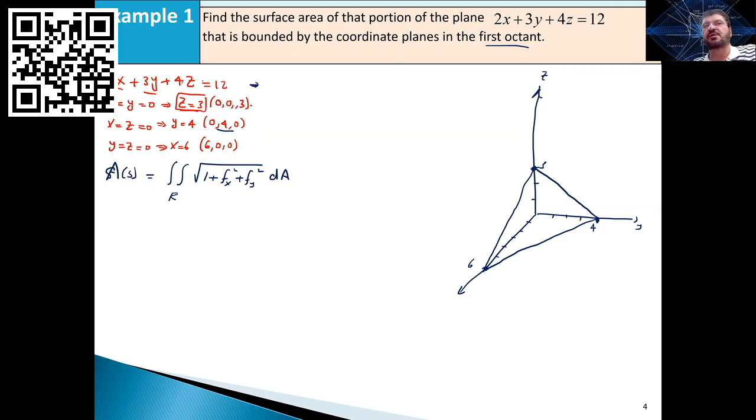From here, I'm going to solve for 4z, which is 12 minus 2x minus 3y. Divide by 4, so z is equal to 3 minus half x minus 3/4 y. This is z, by the way, and this is actually f of x and y. All right, now, what's the derivative with respect to x? The derivative of 3 is 0. The derivative of this x is minus half. And the derivative of y is 0. What's fy? My apologies, this is y.